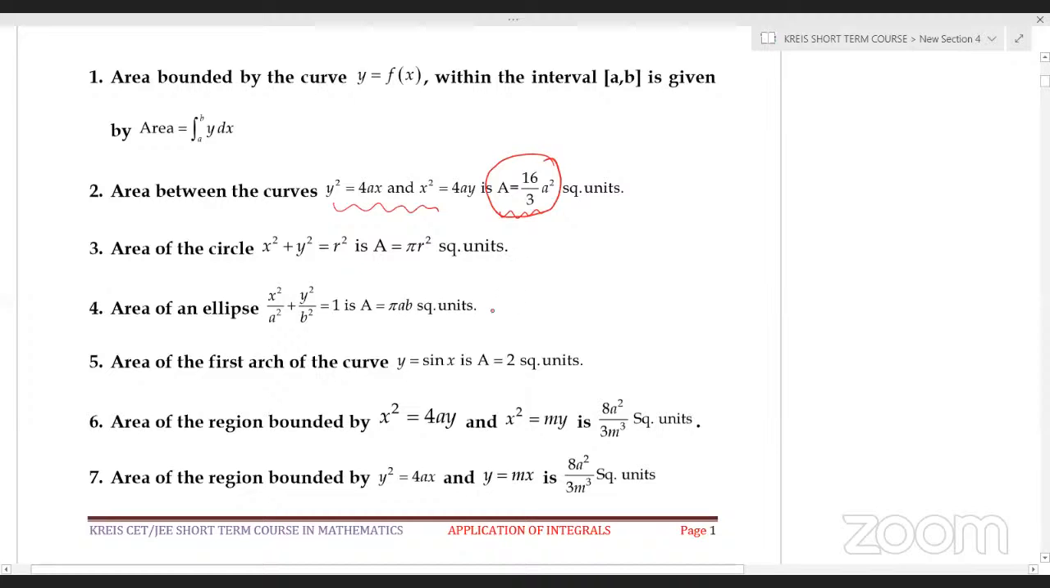Area of the ellipse, it is always pi ab. Area of the first arc of the curve y is equal to sin x is 2 units. Area of the region bounded by x squared is equal to 4ay and x square is equal to my is 8a square by 3m cube. And area of the region bounded by the line y squared is equal to 4ax and y is equal to mx is given by the formula 8a square divided by 3m cube. That is the formula. Understood?